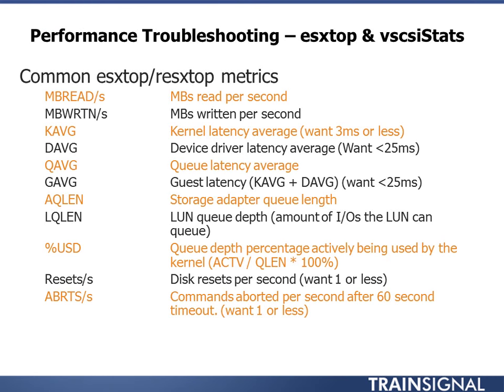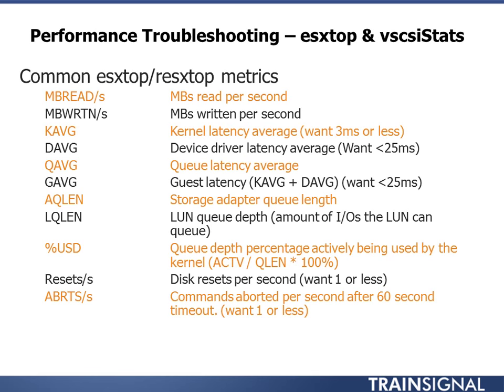Queue latencies, then we have what's called guest latency, which is what the guest OS sees. So this is kernel average plus device average. You want it less than 25. Again, I'd like this less than 20. When you start hitting 20, applications start to notice. When you hit 30, they really start to notice, and then things go downhill fast.